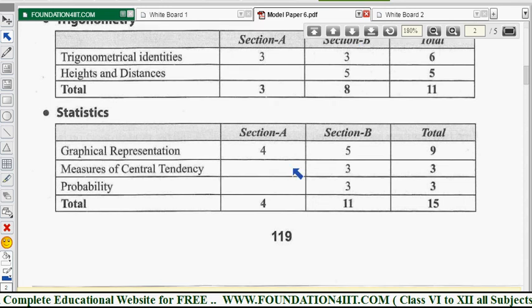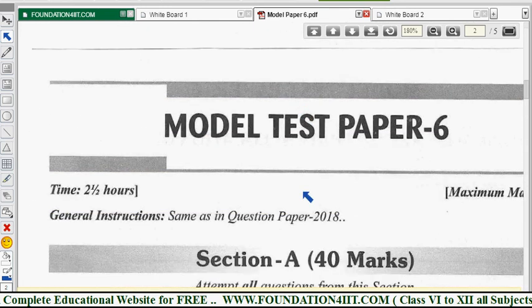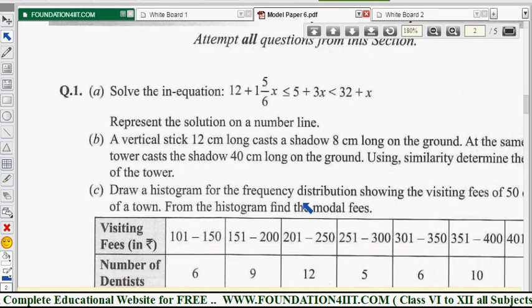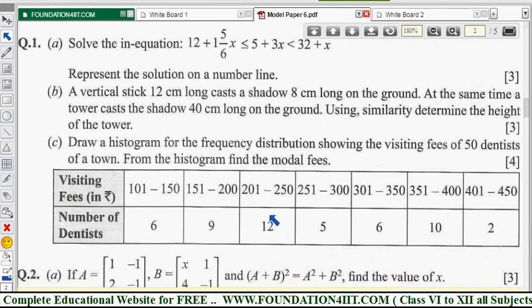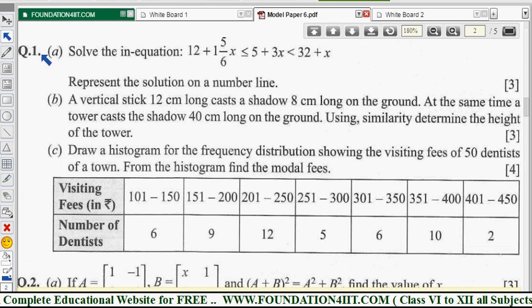Let us see the paper. Question wise we will see now one by one. First question we will solve. Now in question number 1, the first one is: solve the inequation 12 plus 1 5 by 6x less than or equals to 5 plus 3x less than 32 plus x. Represent the solution on the number line. We need to solve the x values first, and that solution set we will represent on the number line. Let me take the given inequation and we'll solve.